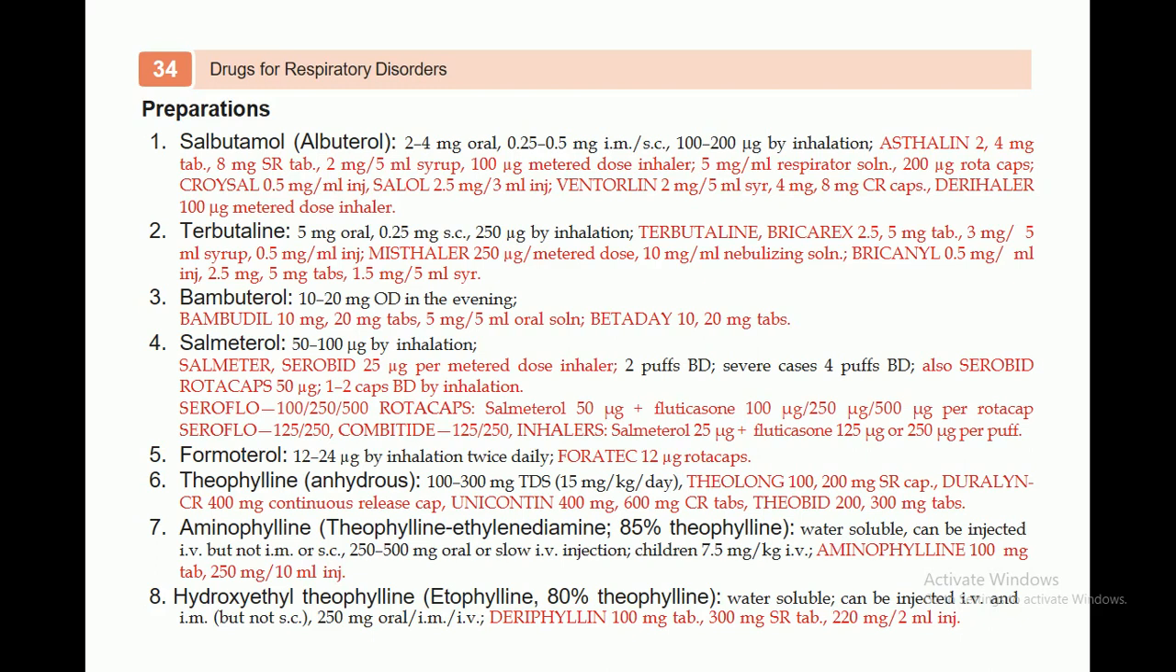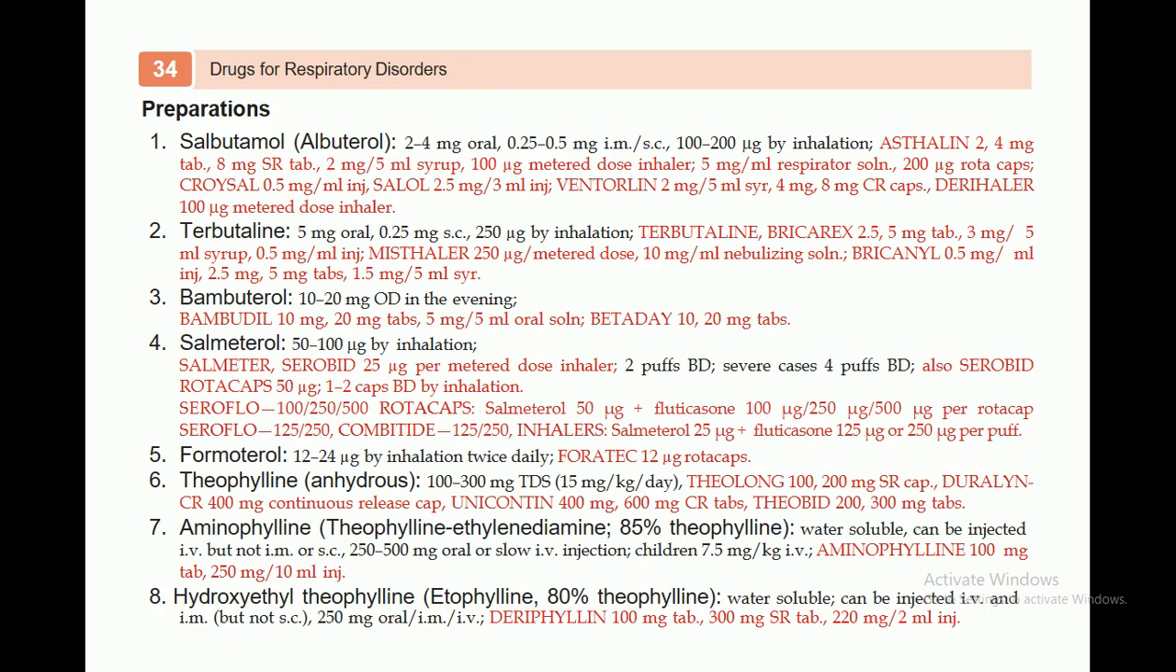The fourth one is salmeterol. Salmeterol is available at the dose of 50 to 100 microgram by inhalation, while Serobid is at the dose of 25 microgram per metered dose inhaler, 2 puffs twice a day, and in severe cases 4 puffs twice a day. Also Serobid Rotacaps, 50 microgram, 1 to 2 capsules twice a day by inhalation.